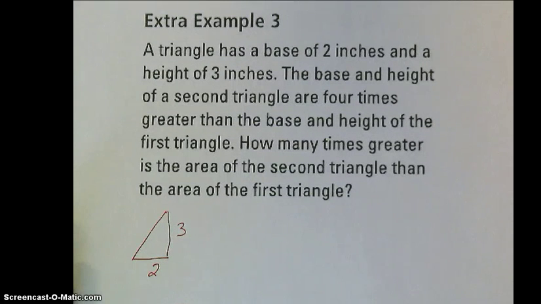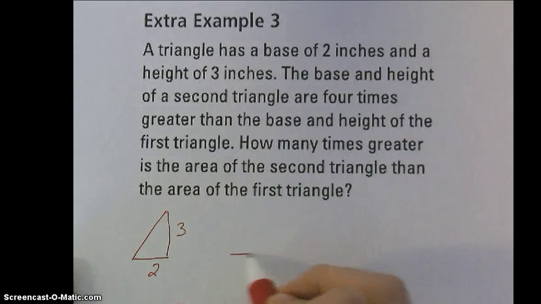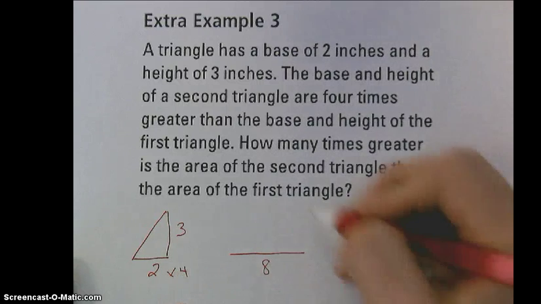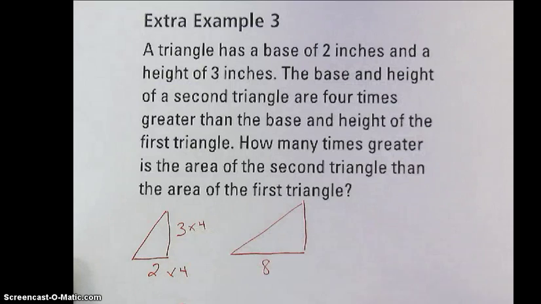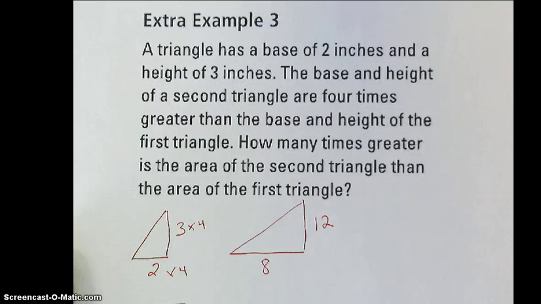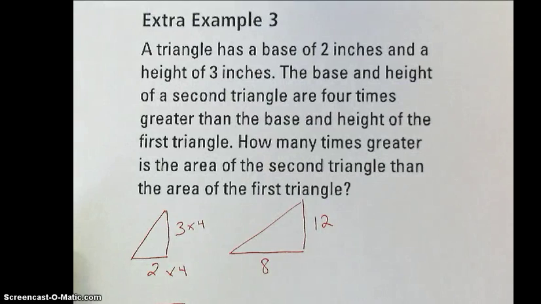It says the base and height of a second triangle are 4 times greater than that of the first. Well, if I know this is 4 times greater than that, then this is 2 times 4, which is 8. And my height also has to be times 4, which would then be 12. Okay, so this is a bigger triangle than that one. They're not drawn to scale, so don't take that into consideration. Now it says how many times greater is the area of the second triangle?